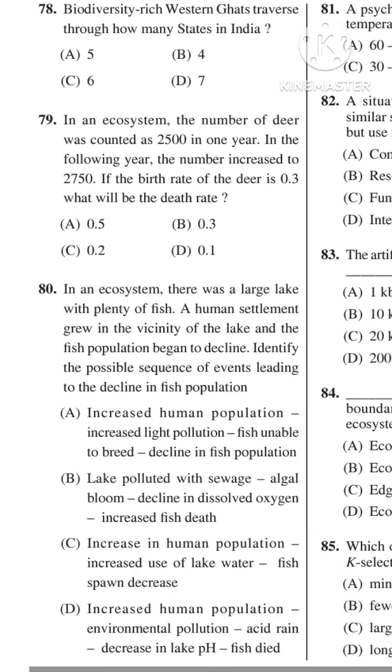Next, question number 78. Biodiversity rich Western Ghats passes through how many states in India? We know that the Western Ghats pass through 6 states of India. Therefore the right answer is option C. If you are curious about which states these are, our next video is coming, and in that video we will give clarification about this.